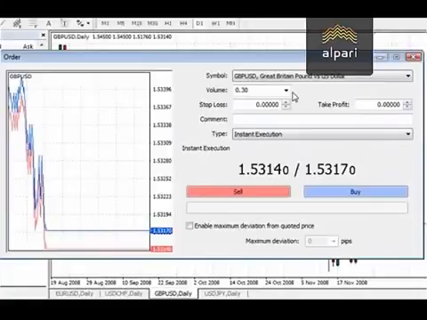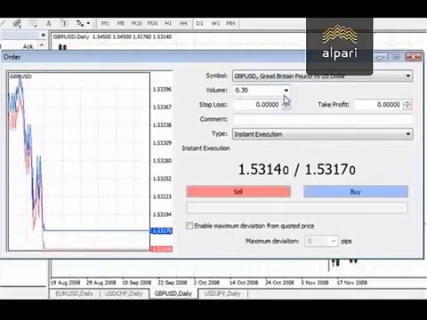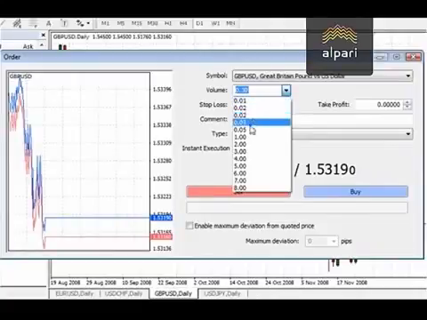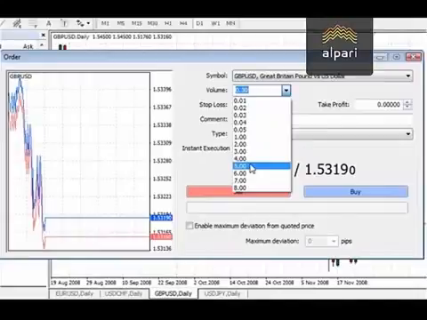The next thing we need to take a look at is the volume pull-down box. Now you'll notice that right now it's set at 0.3, but what does that mean exactly and how can I change it? You'll notice that if I pull this down I have some automated selections, and each of these represents a different trade quantity.